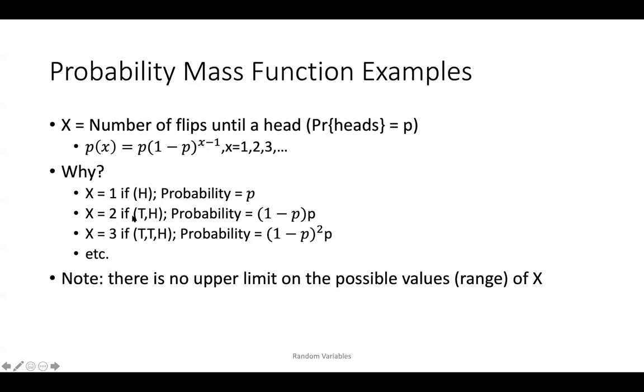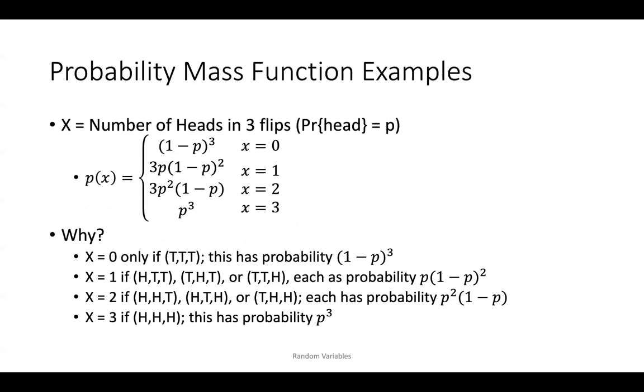Now we get a 2 only if we get a tail followed by a head, and the probability of a tail is 1 minus p, and the probability of a head is p. And for 3, the only way to get it would be 2 tails followed by a head, and the probability of that would be (1 minus p) squared times p, etc. So the more tails we get at the beginning, followed by a head, we just keep accumulating the factors of 1 minus p.